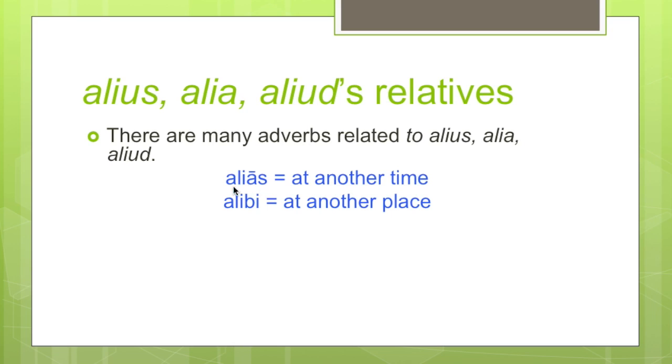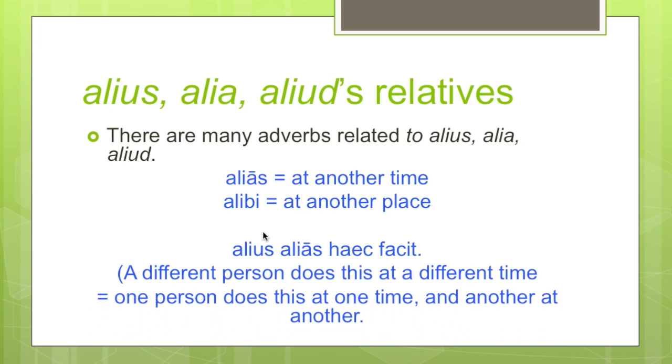Another word along these lines is alibi. Alibi means at another place. Ibi you might recognize as a word for there, and ali means other, so this is at another place. And you probably know this word as someone's alibi in English. An alibi is your statement of where you were so that you couldn't have committed a crime, for instance, because you were someplace else. And that comes from the Latin word alibi, which means at another place. So alias in Latin means at another time, and alibi in Latin means at another place.